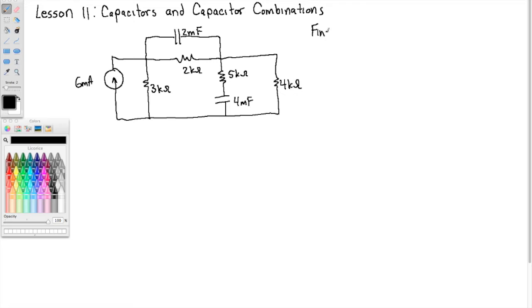And the instructions would be: find the energy stored in the capacitors. So first notice that we only have one source and it's fixed. It's 6 milliamps. So it's not changing, and this circuit then must be at DC.